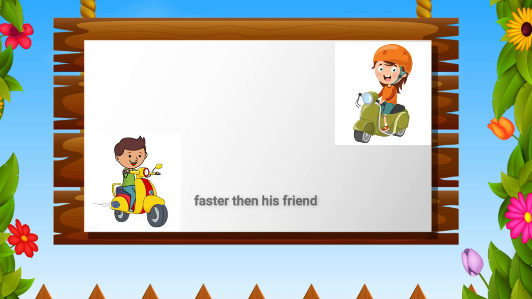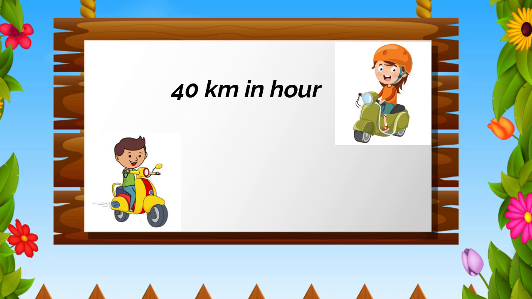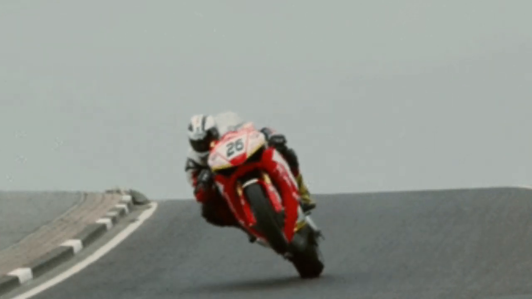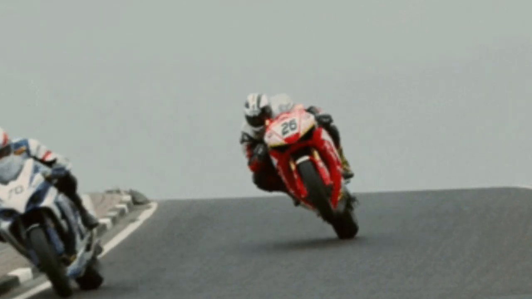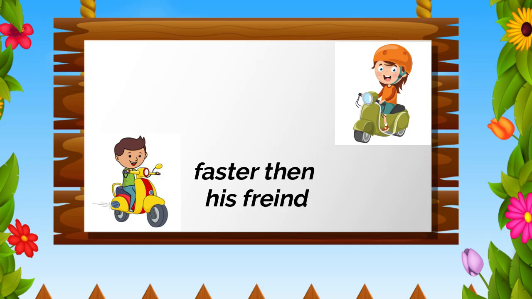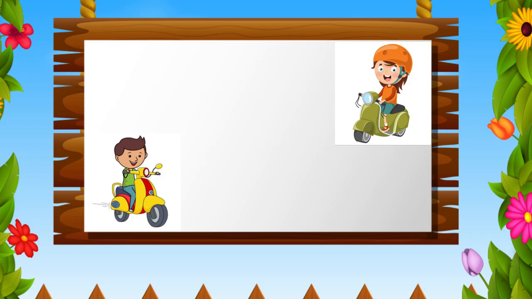Suppose your brother claims that his motorbike is faster than his friend's. His friend denies. You know that your brother's motorbike covers a distance of 60 kilometers in an hour, whereas his friend's bike covers 40 kilometers in 1 hour. Let us now check the claims of your brother and his friend. The speed of your brother's bike is 60 kilometers per hour and that of his friend's bike is 40 kilometers per hour. Your brother's bike is certainly faster than his friend's because its speed is greater.